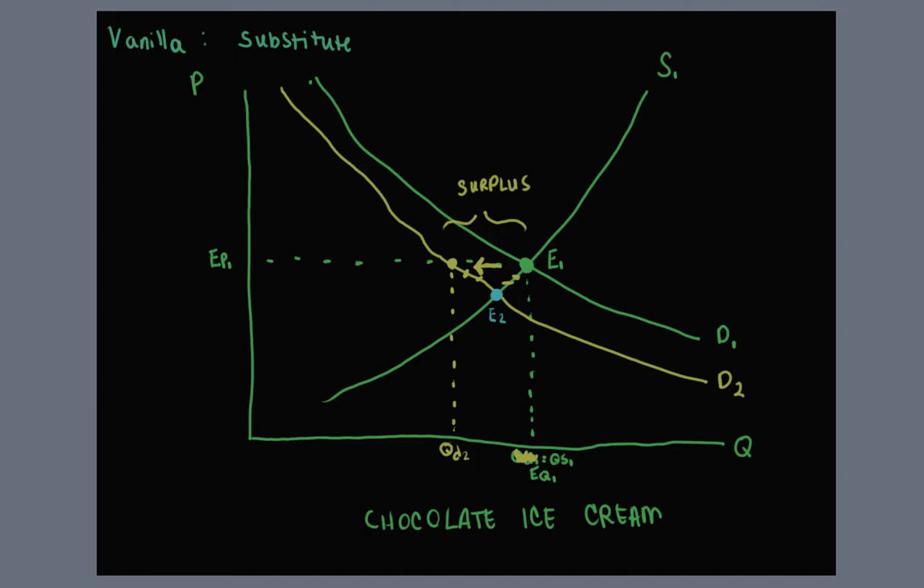And what we can see is that the equilibrium quantity has been reduced, and the equilibrium price has also been reduced. This should be intuitive. If people are no longer demanding as much chocolate ice cream as they used to, then there's going to be a moment in time when we have a surplus. We have too much ice cream on the shelves, more than people are willing to buy.